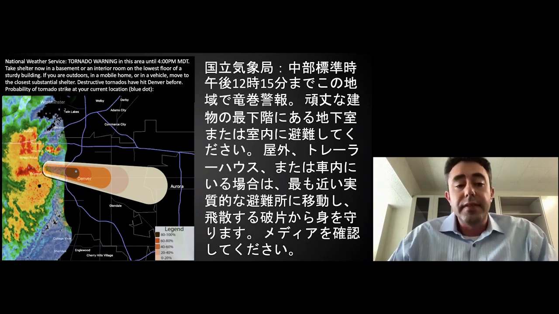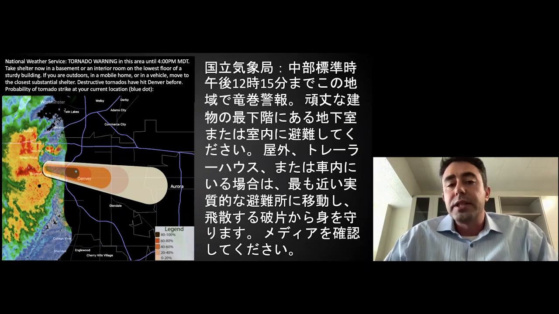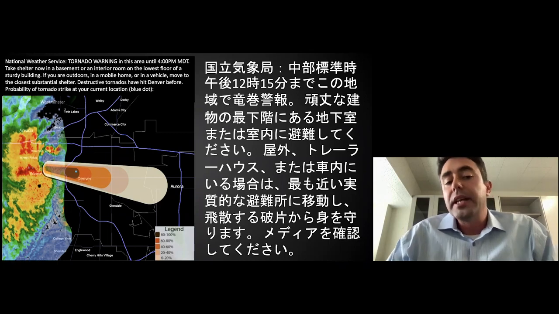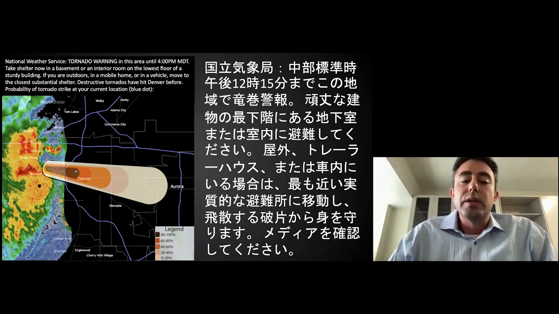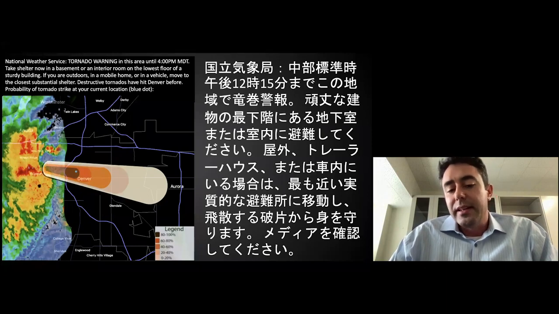Now you can see in the PHI visual, the blue dot represents your location at the Denver campus. And you can see the radar image of the convective storm approaching from west to east. And you can see your location within the PHI swaths. And if you look at the legend, you will see you are currently in the 80 to 100% probability of a tornado strike at your location.